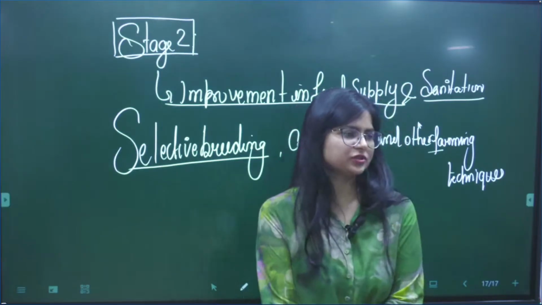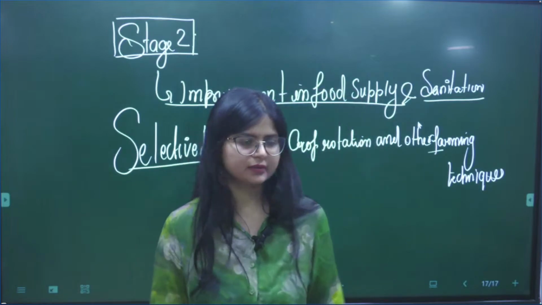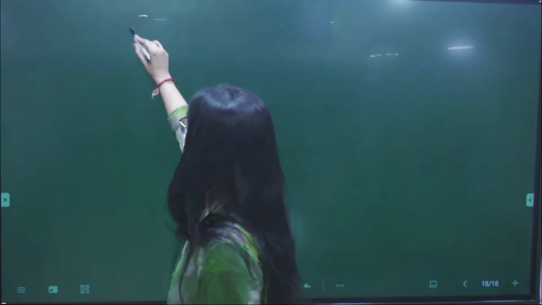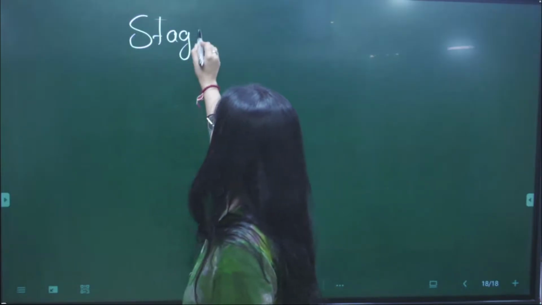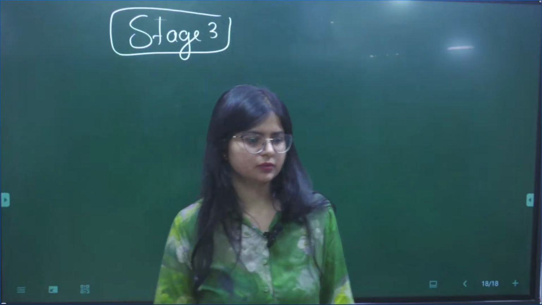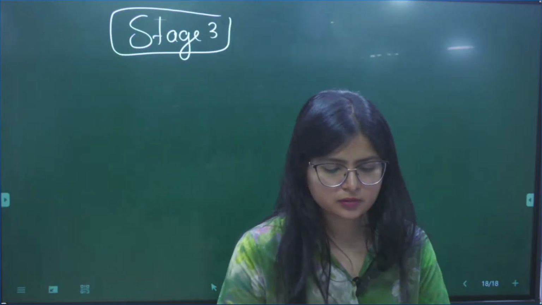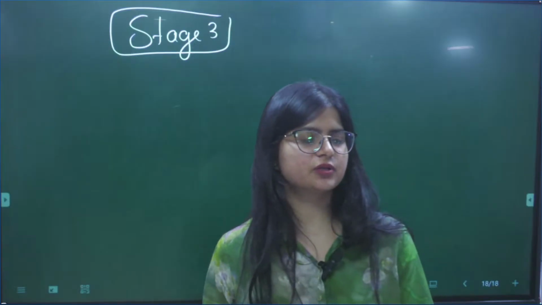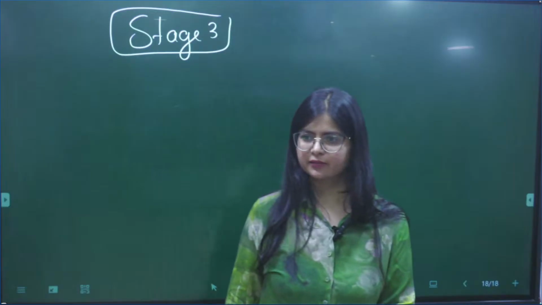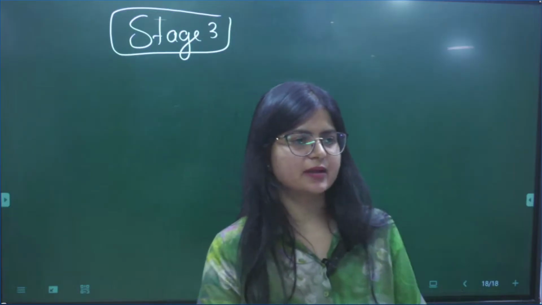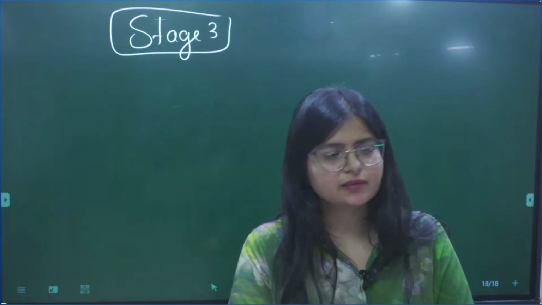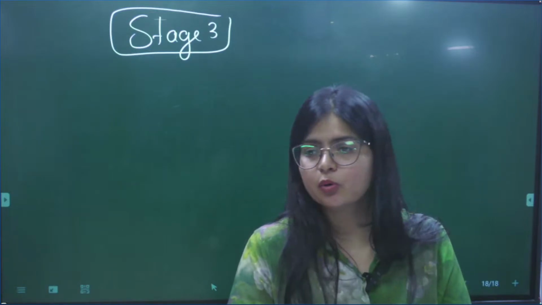Write down the next stage, stage number 3. What will happen in stage 3? Again, the birth rates will decrease. Why? Because the living standards of the people will increase, so the cost of living will also increase, and then families will be more planned.